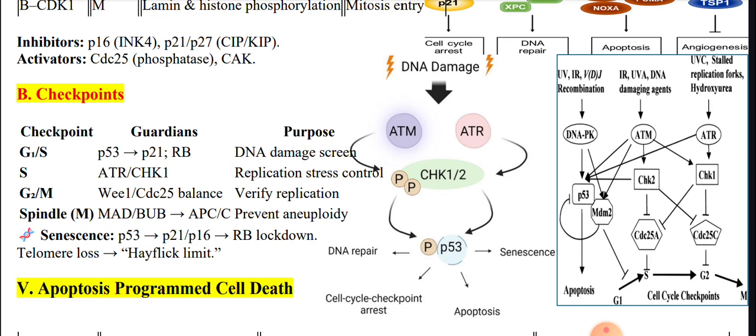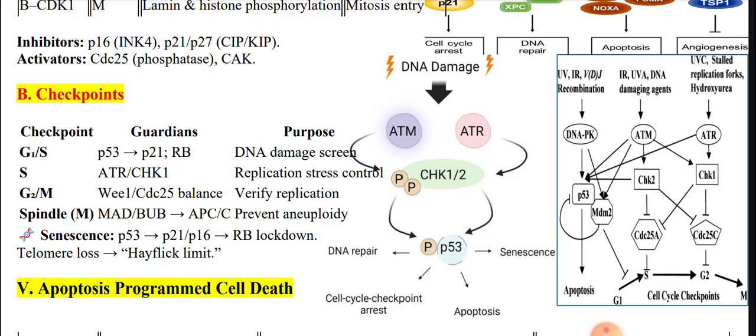And before the cell actually divides, the G2/M checkpoint. This verifies that DNA replication is fully and correctly completed before the cell enters mitosis. It ensures the cell doesn't try to segregate damaged or incompletely copied chromosomes. This often involves controlling the balance between the inhibitory kinase WEE1 and the activating phosphatase CDC25, which regulates CDK1 activity.